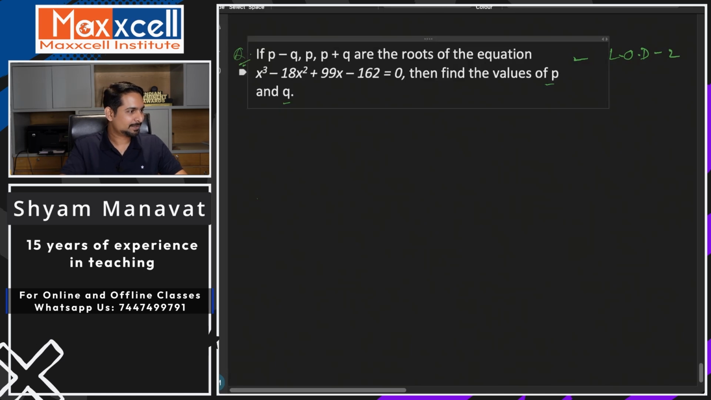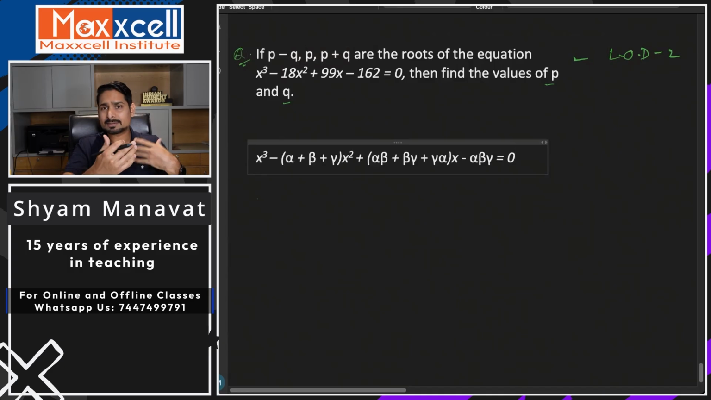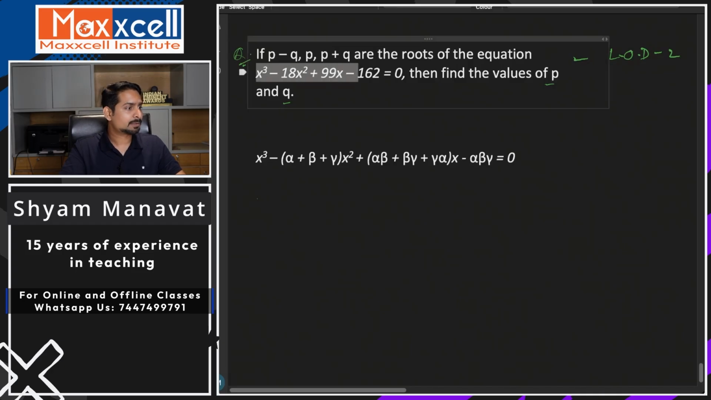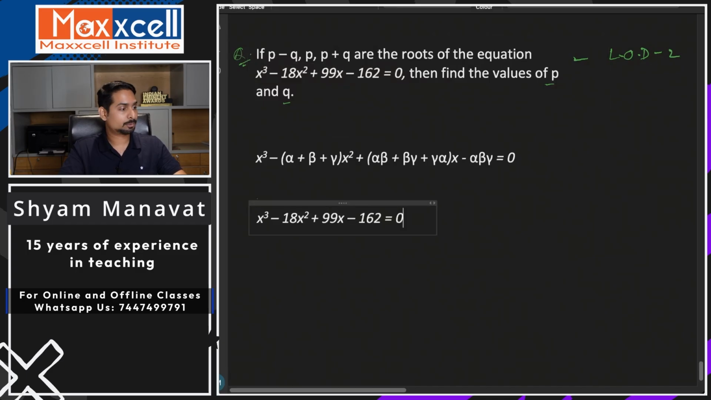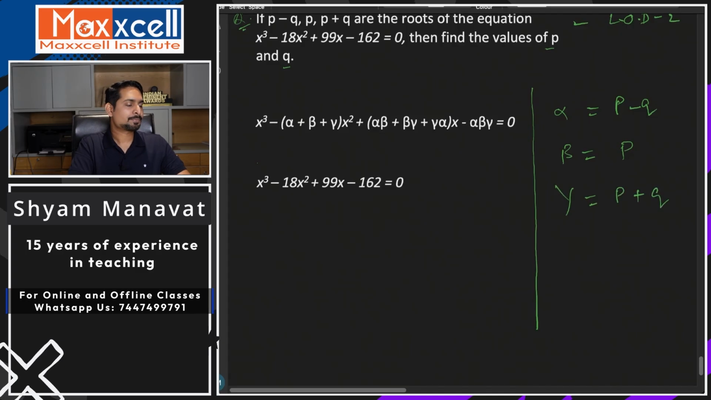Now, first you can see it's a cubic equation and they are talking about roots. So I should take the cubic equation in the form of roots and then see what we are going to do with that. I don't know. But first of all, because they are talking about roots, let me write the equation. Here I have alpha, beta and gamma as roots, and as per the question, they are p minus q, p and p plus q.